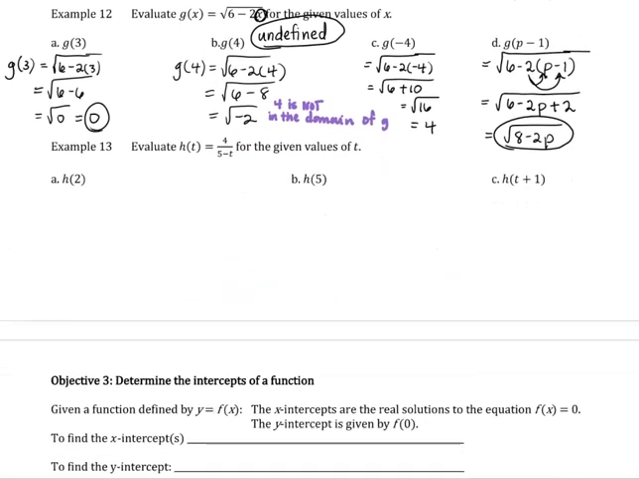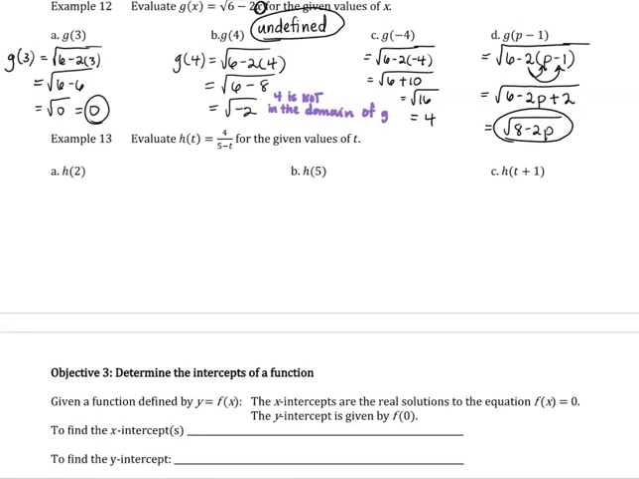Okay. Finally, example 13, we have 3 more evaluations to look at. h of 2, we're going to be going into this t and replacing it with a 2. So we have 4 over 5 minus 2, which is 4/3. That's defined, that's our answer.